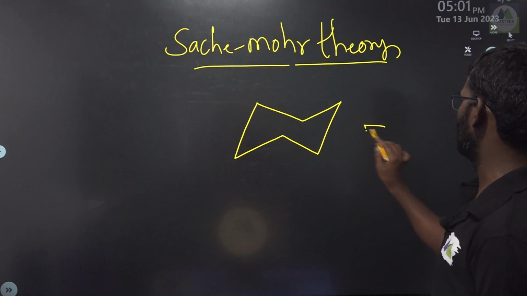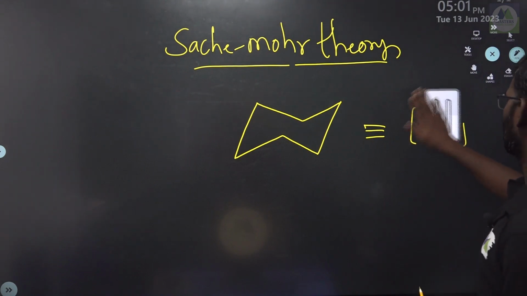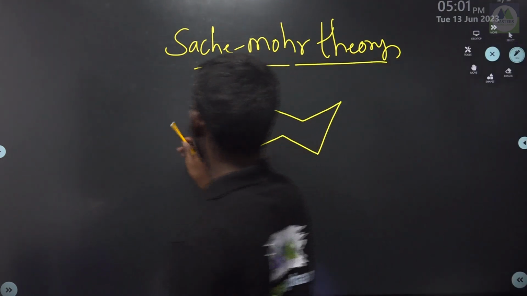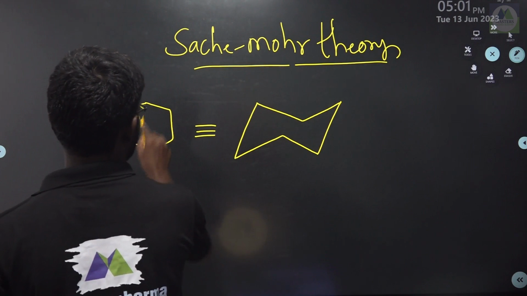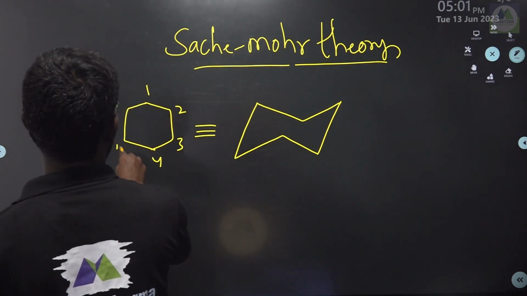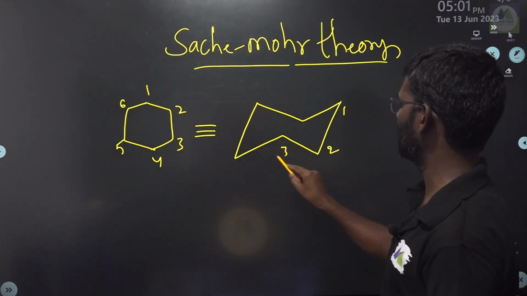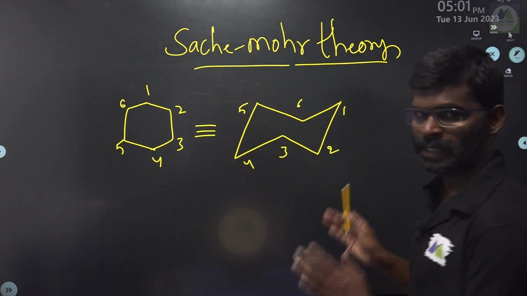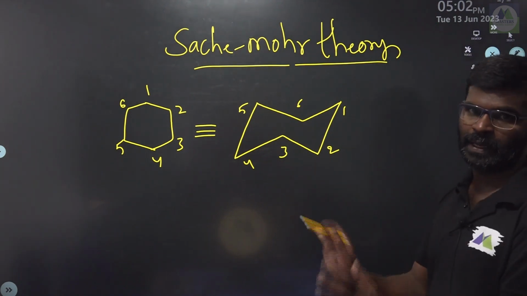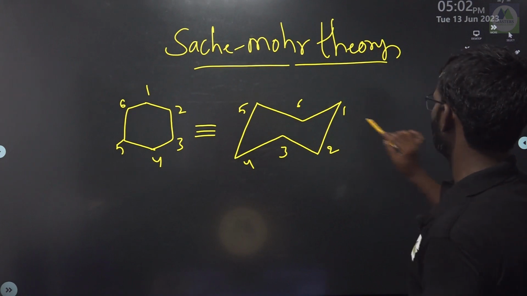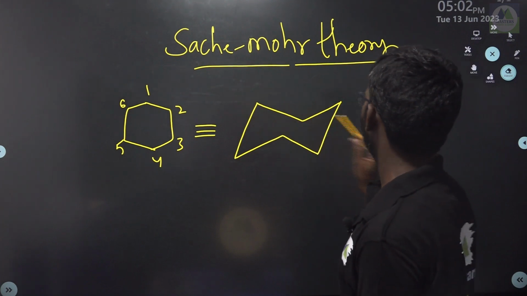We are very familiar with this structure, but for better understanding I am going to write the structure here. This is cyclohexane. Give the numbering 1, 2, 3, 4, 5, 6. The structure is similar to a chair, that's why it is called chair conformation. Numbering is clear, right? Just remember these are the positions 1, 2, 3, 4, 5, 6.